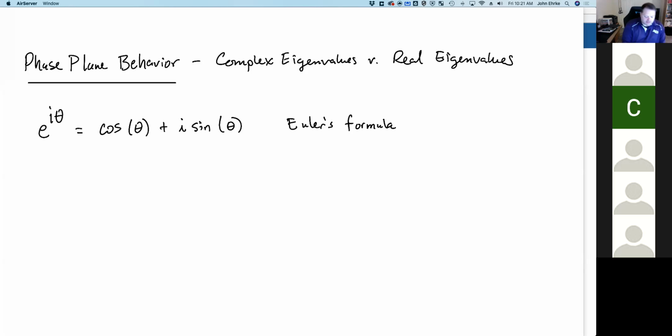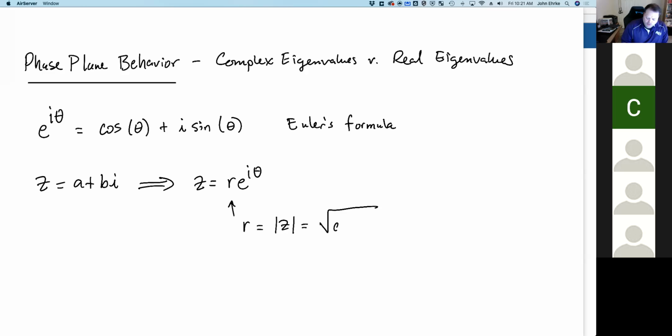And so the idea is that you can take any complex number a plus bi, and you can write it in the form r e to the i theta. And this is where r is the modulus of the complex number, which is the square root of a squared plus b squared. So the video went into the relationship between this polar form, complex numbers, and how we're going to use that involving the eigenvalue method.